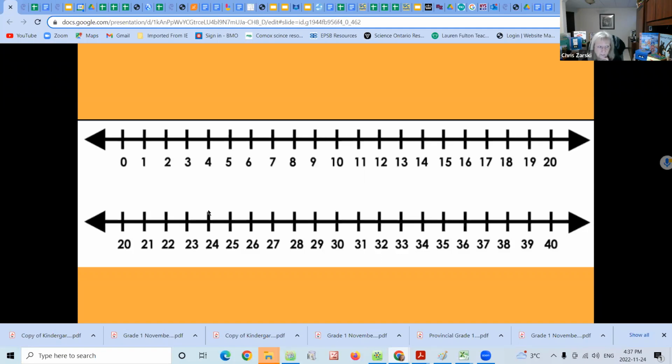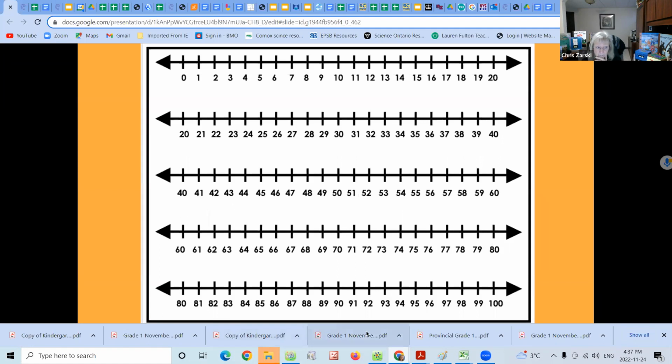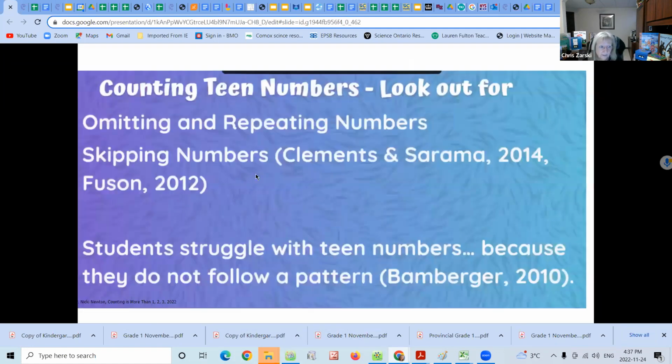Here's my second one, 20. Here's my third one. So again, it's the visual and putting it on the physical part, the hand touching, which helps me to solidify it in my head. And then you can go all the way to 100. You don't have to stop at those; when they're ready, whatever point they're at. Those teens, remember, are struggling points.